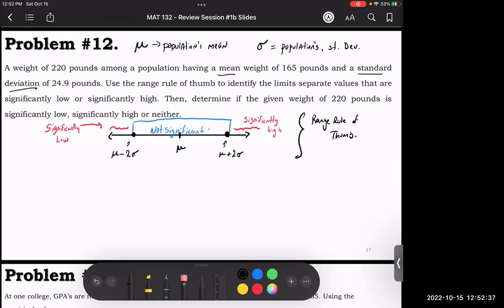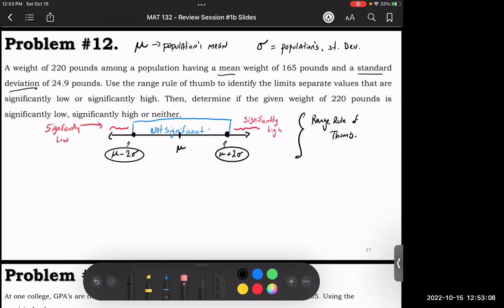The range rule of thumb also allows us to estimate a standard deviation if we don't have one, but we're not using that particular formula. We're looking at this picture. So we've got to first determine those 2 limits: the lower limit, the mean minus 2 times the standard deviation, and the mean plus 2 times the standard deviation. You know what the mean is.